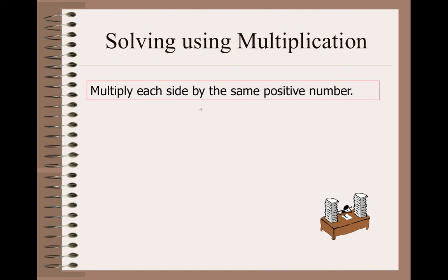Solving using multiplication. Multiply each side by the same positive number. So, multiply both sides by 2, because of the 1/2. Get the reciprocal of 1/2. That's 2, right? The 2 becomes the numerator, and the 1 becomes the denominator. That's 2 over 1, and 2 divided by 1 is 2. That's why there's a 2 there. So, 2 times 1 is 2, divided by 2 is 1, and 3 times 2 is 6. Therefore, x is greater than 6.